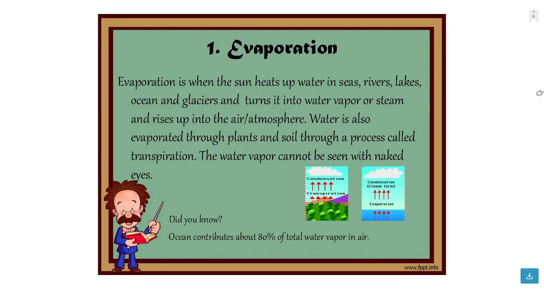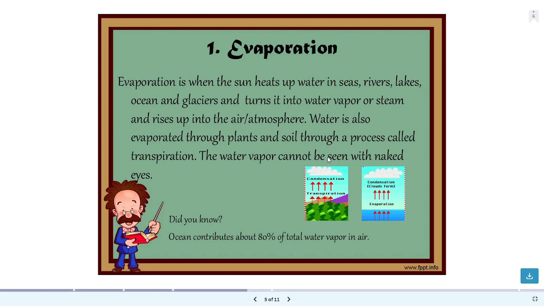Evaporation. Evaporation is when the sun heats up water in seas, rivers, lakes, oceans, and glaciers. It turns into water vapor or steam and rises up into the air or atmosphere. Water is also evaporated through plants and soil through a process called transpiration. The water vapor cannot be seen with the naked eye. Fun fact: the ocean contributes about 80% of total water vapor in the air.